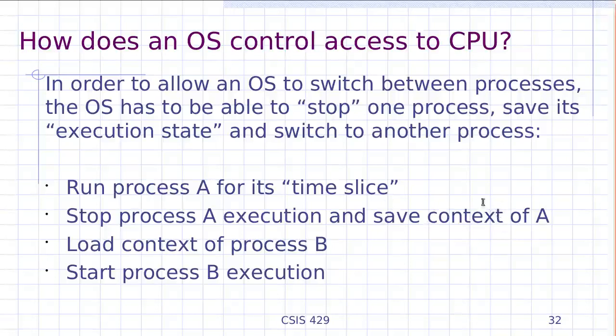And then, once you've saved the context of A, that is all the registers of the CPU that relate to A's state, you load from memory the register values for process B, and you start process B running, and then you do the same thing. You let it run for a time slice, and then you stop B, save the context of B, and then you load the context of some other program C, or you load A back.